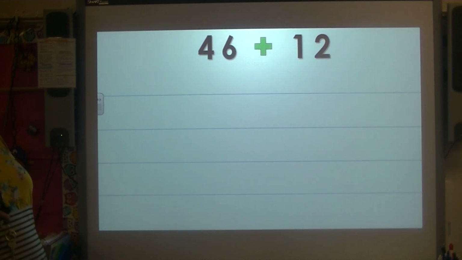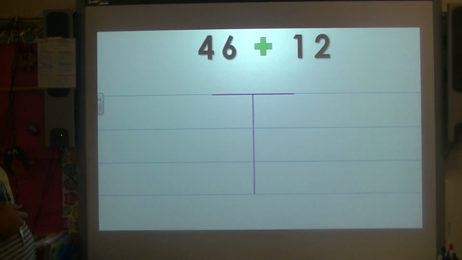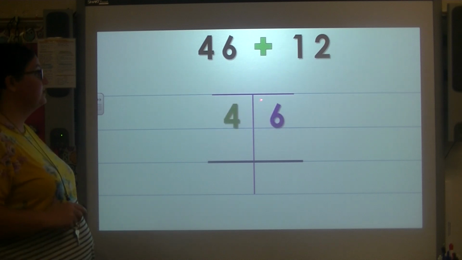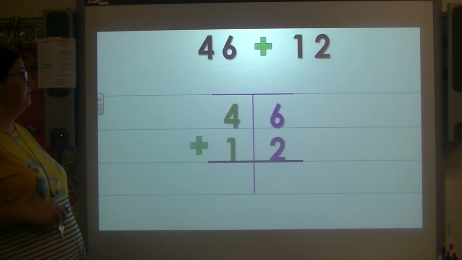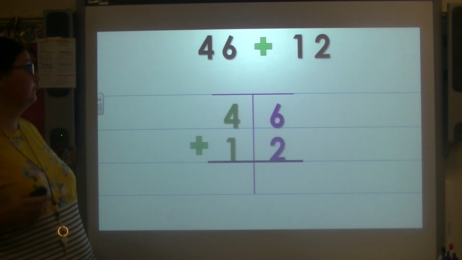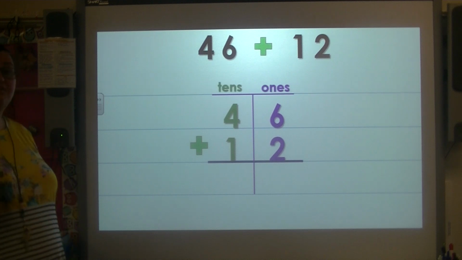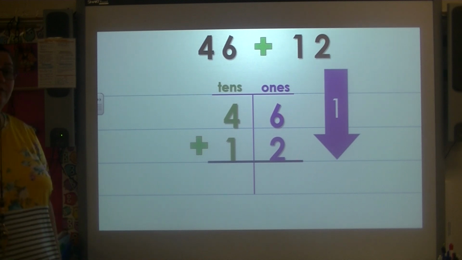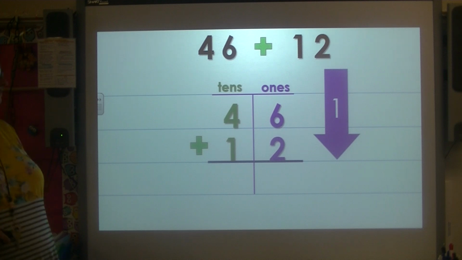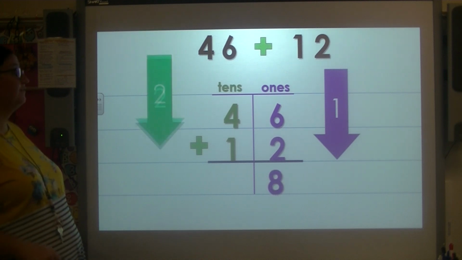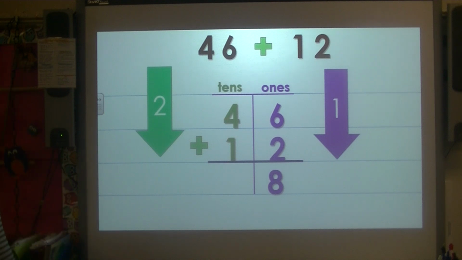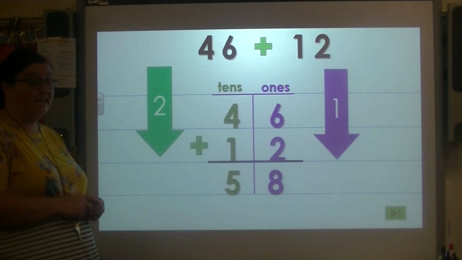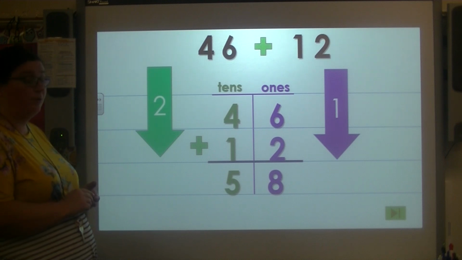46 plus 12. All right, we have to divide the tens from the ones. 46 is 4 tens and 6 ones. 12 is 1 10, 2 ones. All right, who adds first? The ones column. 6 plus 2. 6, 7, 8. Now it's time for the tens. 4 plus 1 is 5. 58. 58.